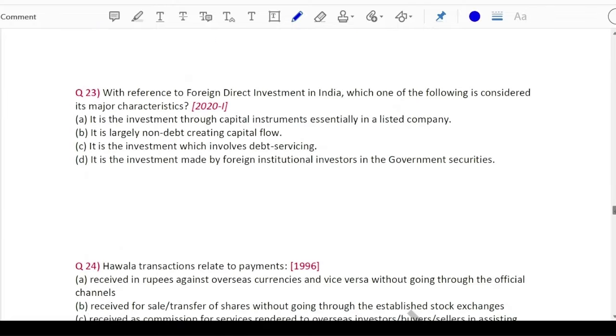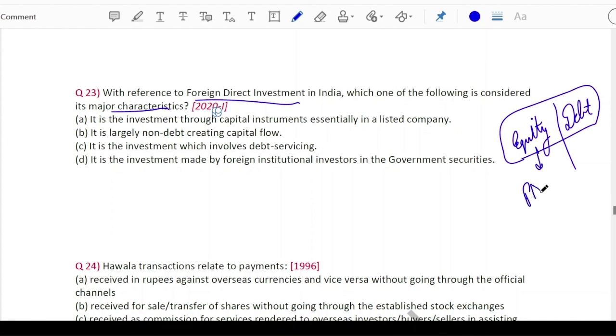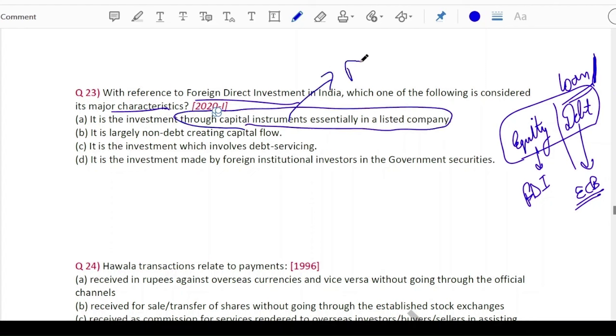With reference to foreign direct investment, which one of the following is considered a major characteristic? In this lecture only, we have understood the difference between equity and debt. FDI is equity. Commercial loans or external commercial borrowings are debt or loan. Let's read the first statement. It is the investment through capital instruments essentially in the listed company. What is it? It's FII. Second statement. It is largely non-debt creating capital flow. Third, it is the investment which involves debt servicing.